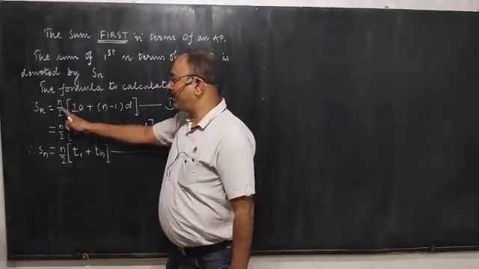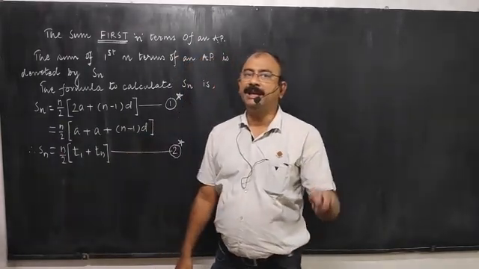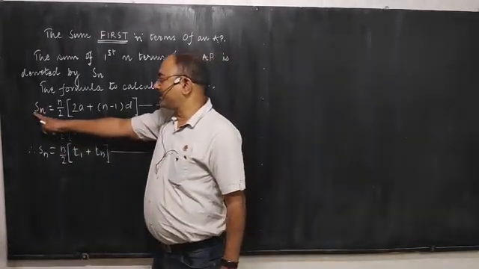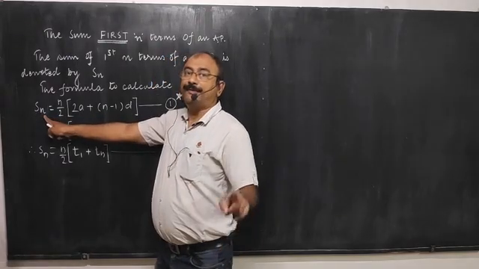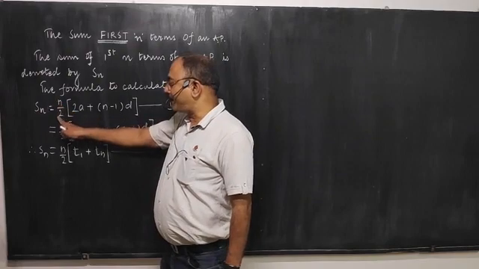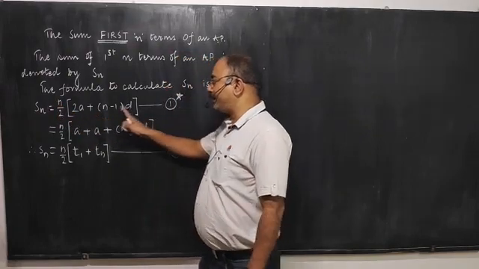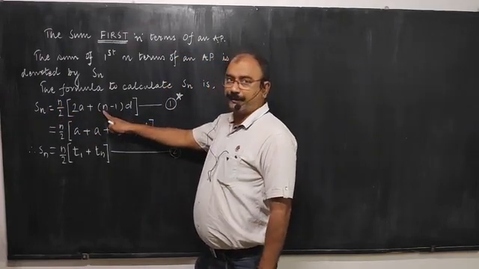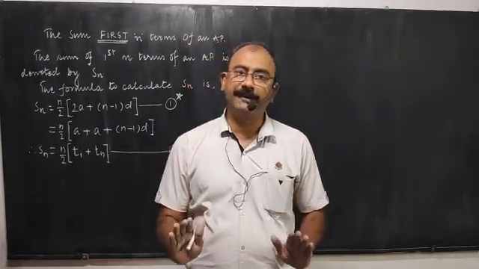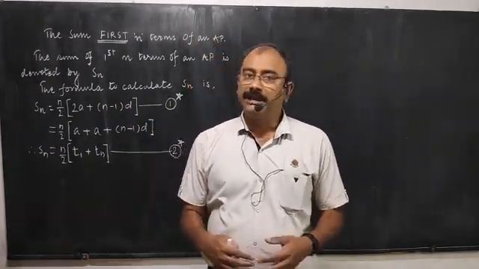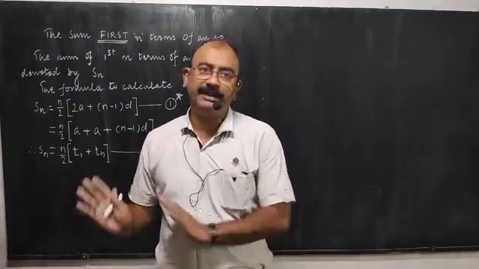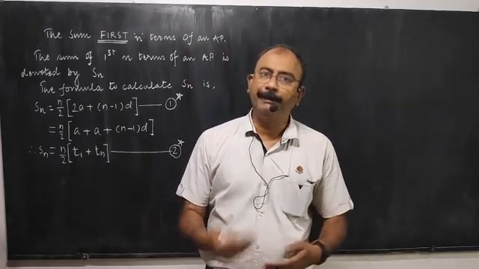Sn is equal to n by 2. Suppose I take first 15 terms. So S15, sum of first 15 terms, S15 will be equal to 15 by 2, and then put the values of A, D, and here also 15. Simplify, you will get the total of first 15 terms.